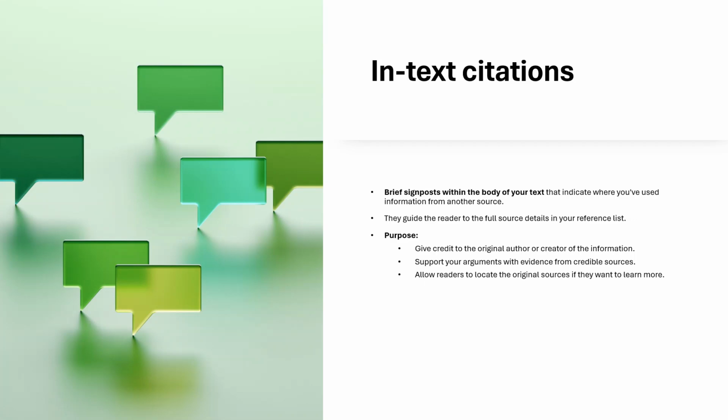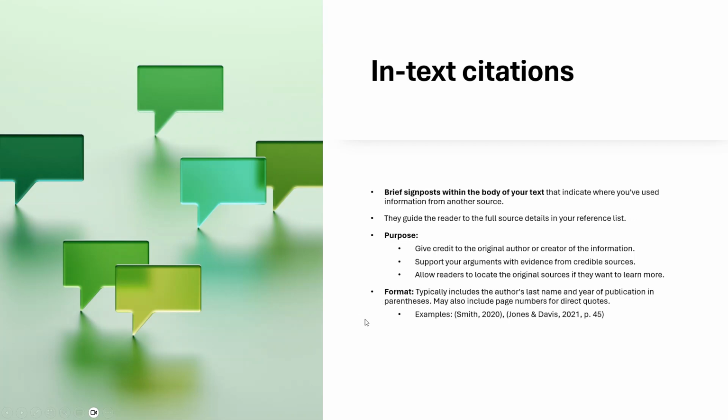They support your arguments with evidence from important, valuable, and credible sources, assuming you've used those, and allow your readers to find those original sources if they want to go and read those original reports or articles or websites that you've used in your work. But there's a specific format you have to put these things in, and this typically includes the author's last name and the year of publication in parentheses, but it also might include page numbers for things like direct quotes that you've used.